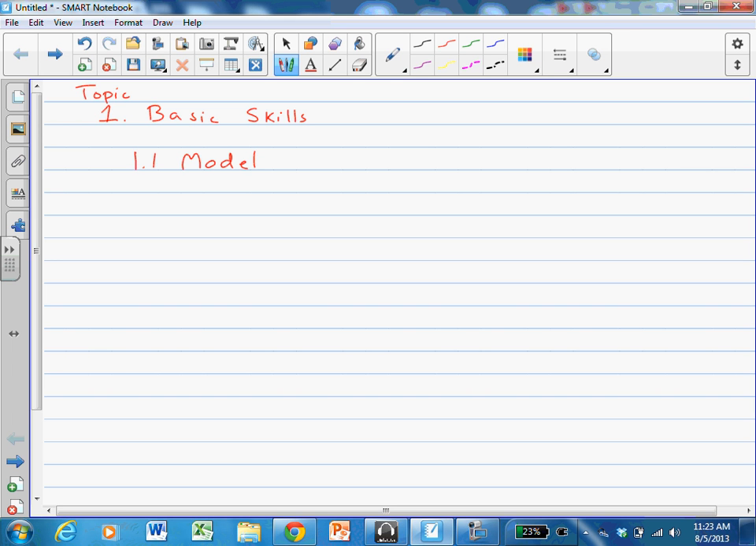And a model is an intellectual construct that helps us think about how a natural phenomenon works, or helps us understand how a natural phenomenon works.